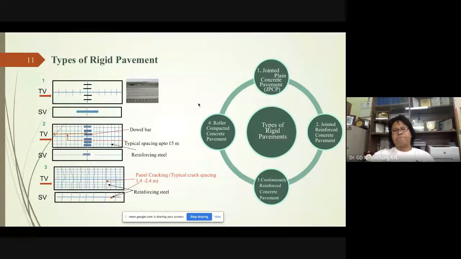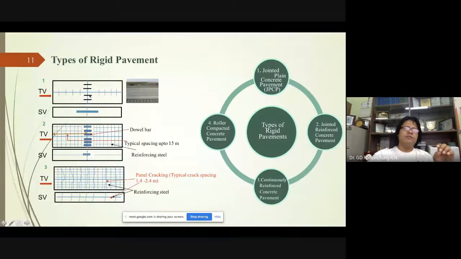Now, coming to types of rigid pavements, I would like to share with you that there are jointed plain concrete pavements, jointed reinforced concrete pavements, continuously reinforced concrete pavements, and roller compacted concrete pavements. So I would say there are 4 different types of rigid pavements.